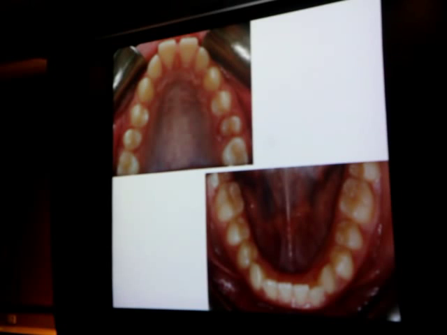Versus if you compress something, what happens? It actually causes osteoclastic activity. In fact, think about it. That's how we move teeth in orthodontics.